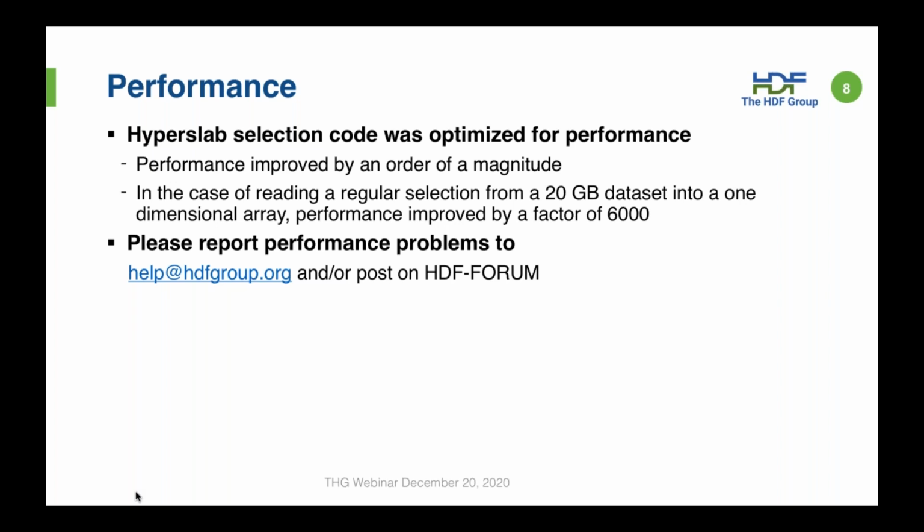It would be very hard to port to 1.10. We are considering porting it back, but we do not promise. So if you have performance issues with hyperslab selections, please try 1.12 and report any remaining issues to us. You can post it on the forum or contact help at HDF Group directly.